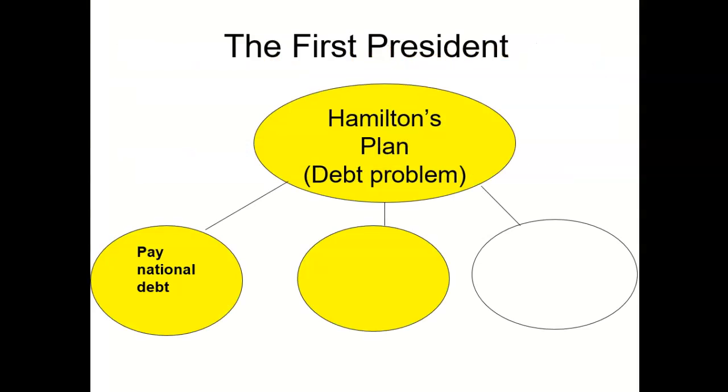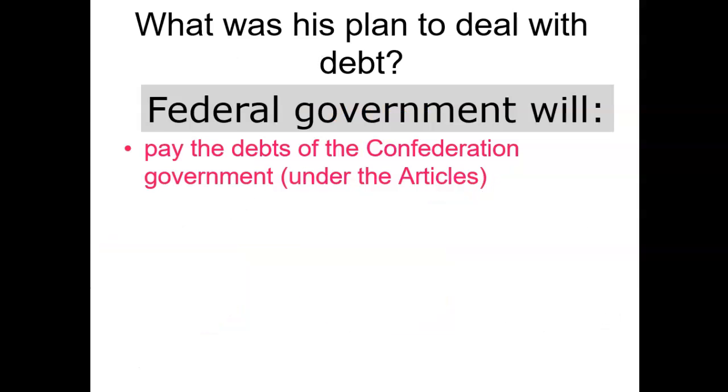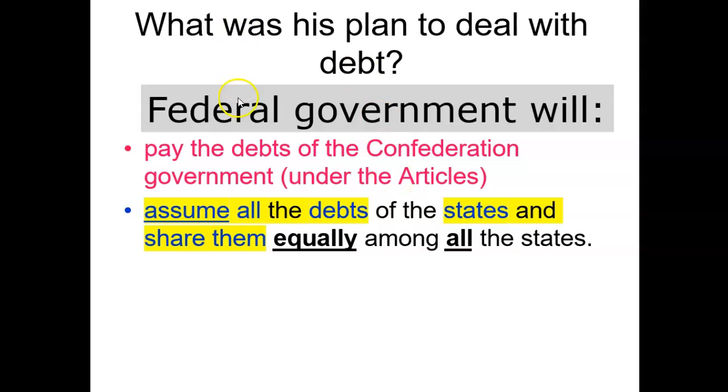The second one that we have to talk about is that they wanted to pay, or on your sheet it says assume state debt. So let me explain what that means. It means that the federal government will assume all the debts that the states had created during their fight to basically fight the British. Individual states also went out and sought and got loans. So all of those states then also had to pay back their own individual loans that they had taken out.